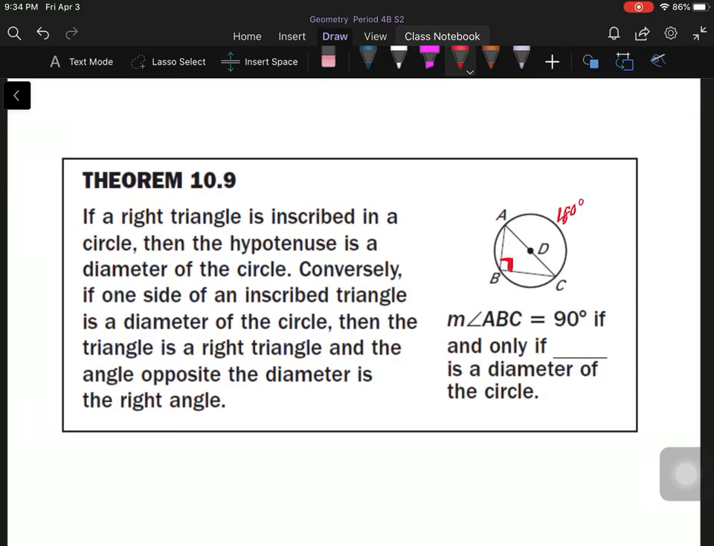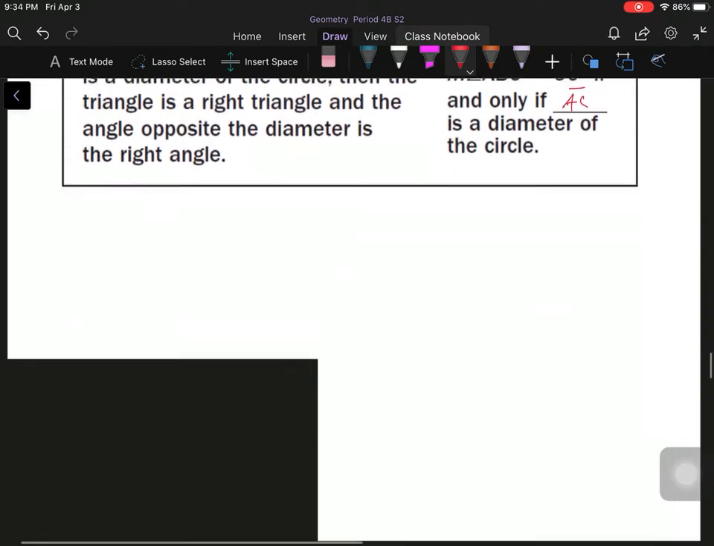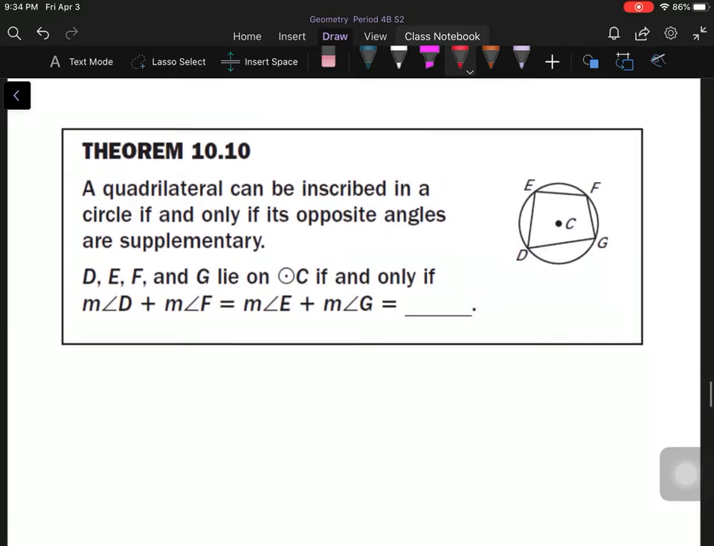Okay, so the measure of angle ABC equals 90 degrees if and only if blank is a diameter of the circle. So in this problem, it would be segment AC is what they were looking for. Okay.